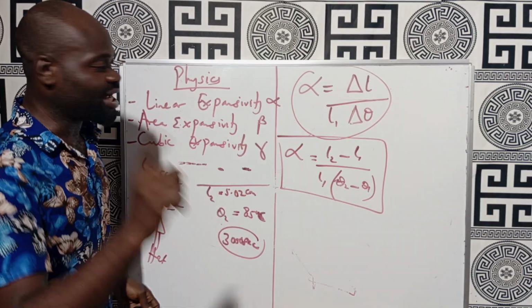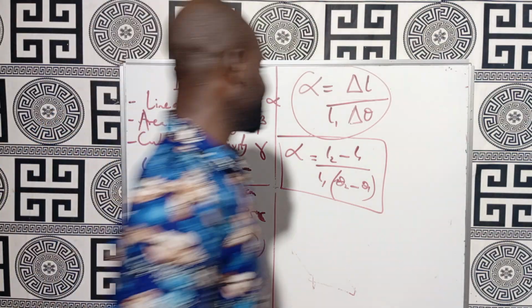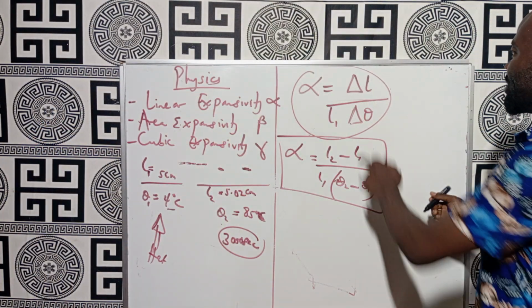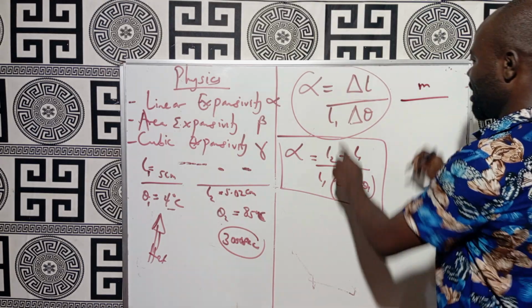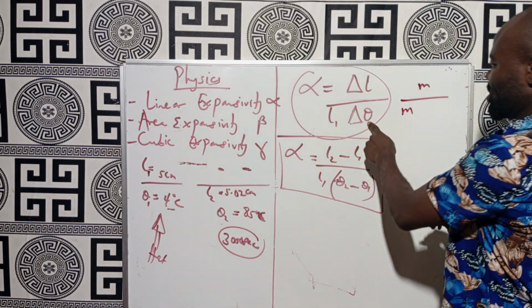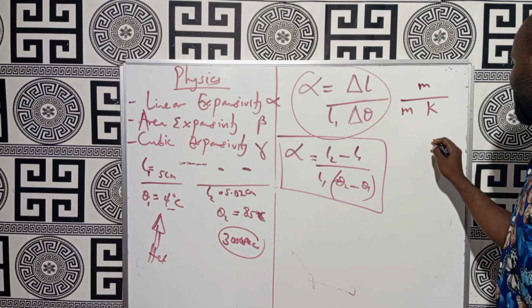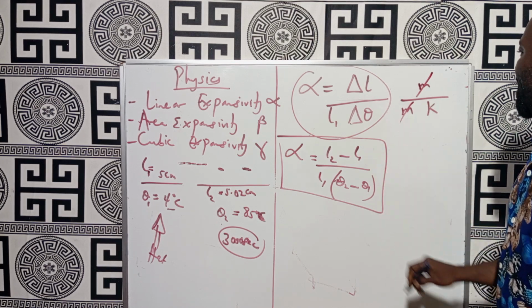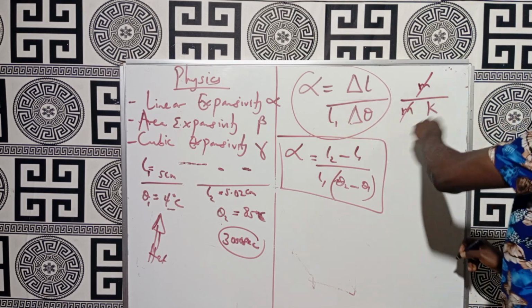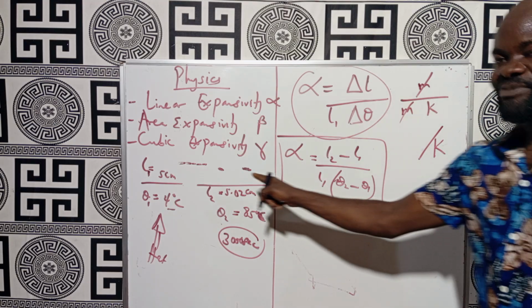Now, before I forget, what is the unit of linear expansivity? You can know from here. Let's say your length is in meters. Length is meter, temperature is in Kelvin, theta in Kelvin, or you can put degrees Celsius, any one. So what happens there? Meter cancels meter. So our unit is what? All over Kelvin. So that's the unit of linear expansivity.